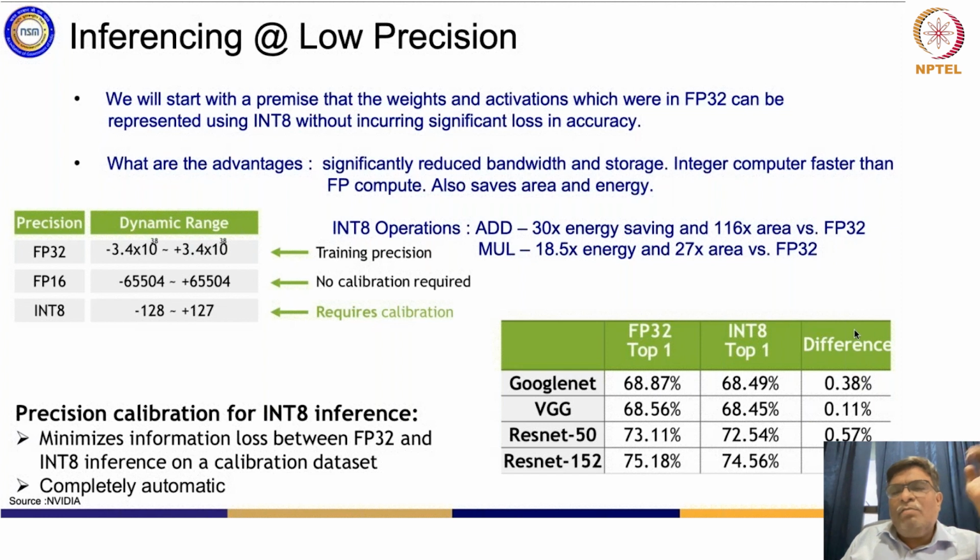The same is the case with VGG. You get a difference of 0.11%, 0.57% for ResNet 50, and 0.61% for ResNet 152. So the idea here is that there will not be much of a difference. Of course, you can still go on improving and optimize it further, but this is not that much of a difference, right? When you get the advantages of so many things like energy, bandwidth, storage, faster compute, and everything. So this is basically the gist of inferencing at low precision, right?